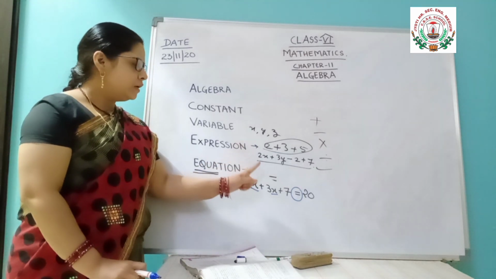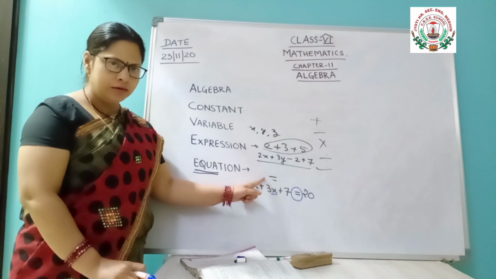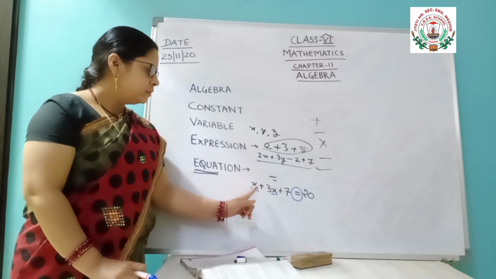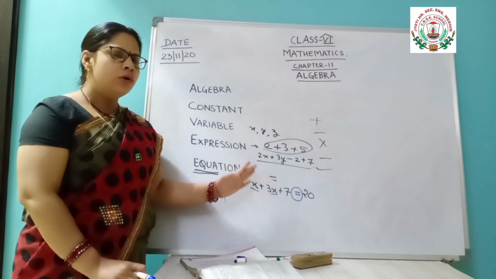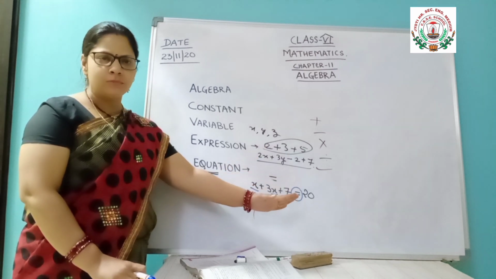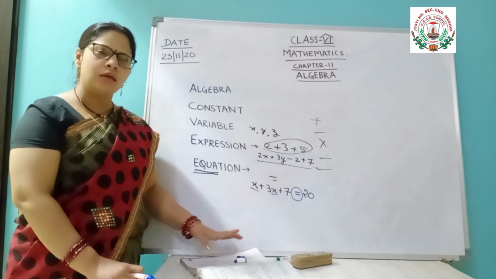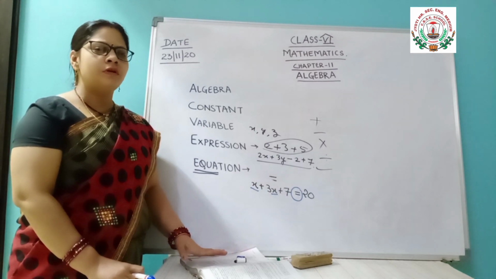Equation means it will have one equal sign, and numeric equations I have told you. Left hand side and RHS, meaning right hand side, both should have the equal value. Then only they will be equal.